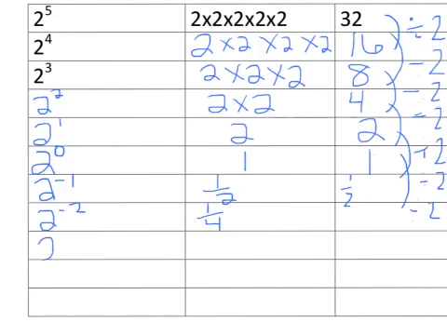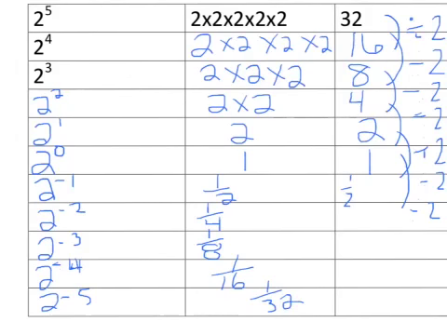2 to the negative 3rd, if I take 1/4 and divide that by 2, or 1/2 of a 4th, is 1/8. 2 to the negative 4th, if I continue the pattern, would be 1/16, and so on. We'll go ahead and write that down. 2 to the negative 5th then would be 1/32.